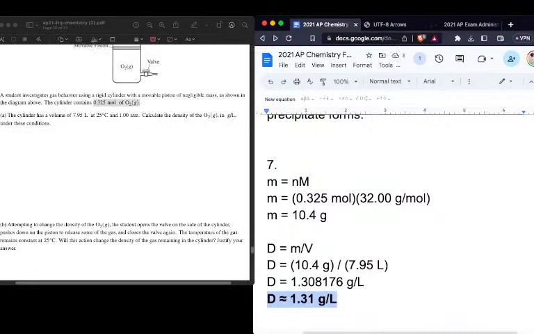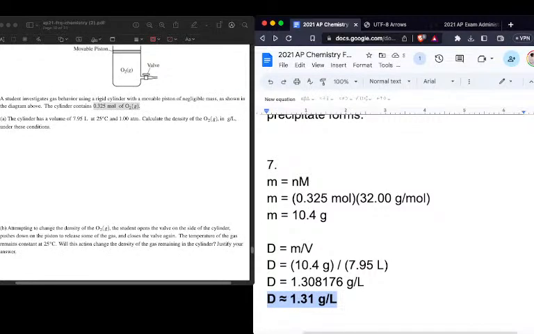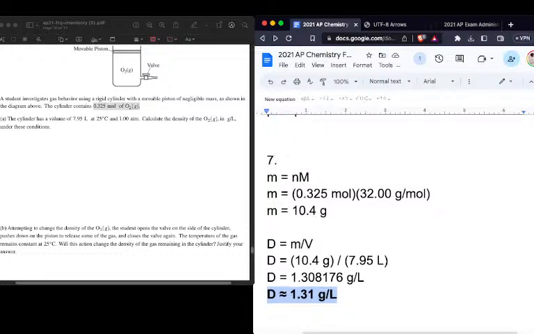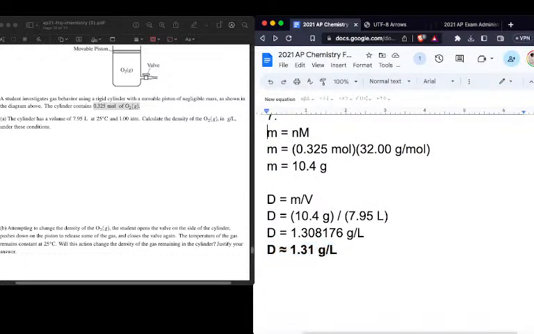Attempting to change the density, the student opens the valve. My God, why? In order to change the density, the student opens the valve, pushes down on the piston, then closes the valve again. Well, aren't you just going to release oxygen then? The temperature of the gas stays the same. The question is, will that change the density?